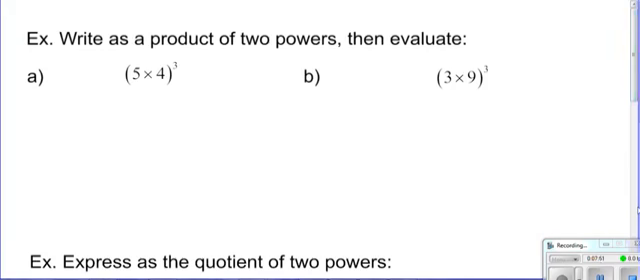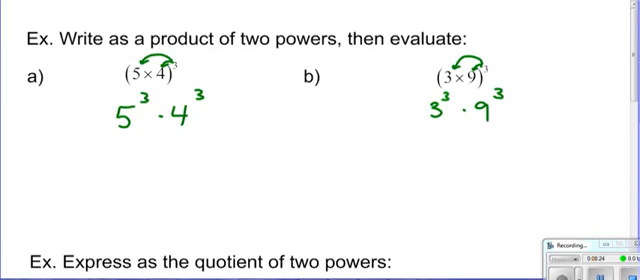So again, in these two examples, I would expect you to multiply 5 times 4 first, but if we're demonstrating the product of powers rule, the power of 3 applies to the 5, the power of 3 applies to the 4. So 5 to the 3 times 4 to the 3, and that's it. On the second one, 3 to the power of 3 times 9 to the power of 3. Okay?